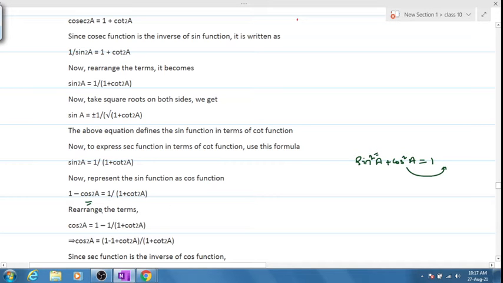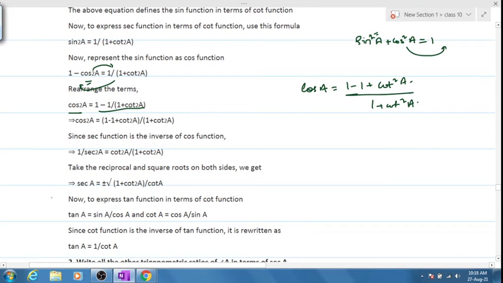Clear? Then you send this out here and you bring this out here, so that you get cos square A equal to this, and then you take root on both the sides. You'll be getting cos A is equal to root of 1 minus 1 by 1 plus cot square A divided by 1 plus cot square A. Yes or no? Tell me. And then instead of writing cos square A, you take the reciprocal of this, so you'll be getting easily this one. Clear?